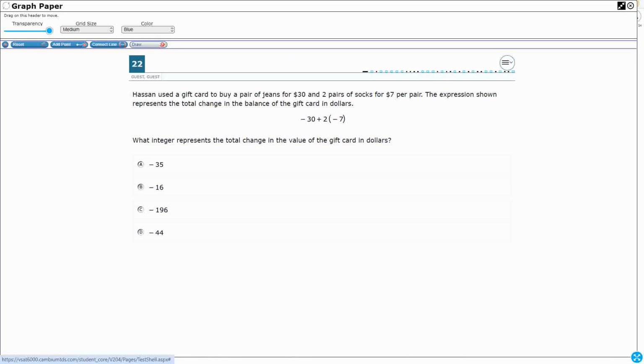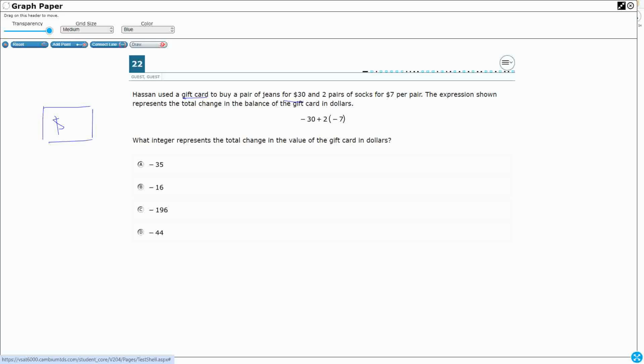All right, so Hassan is using a gift card. So let's draw a little gift card here to buy a pair of jeans for $30 and then 2 pairs of socks for $7 per pair. All right, so let's see if we can draw a real quick sketch to represent that. So here are my jeans. That's $30. And then I've got my socks.